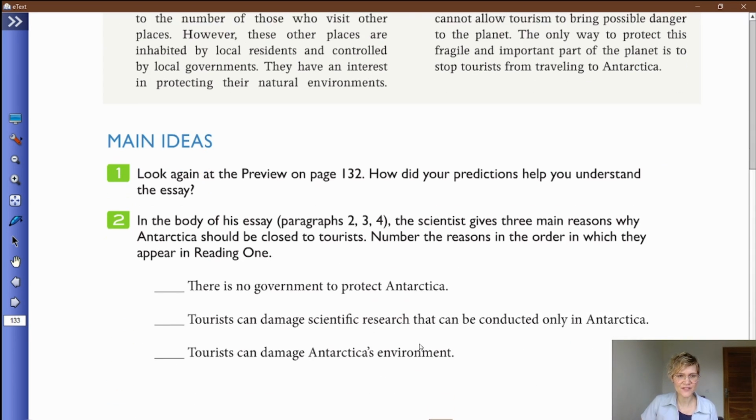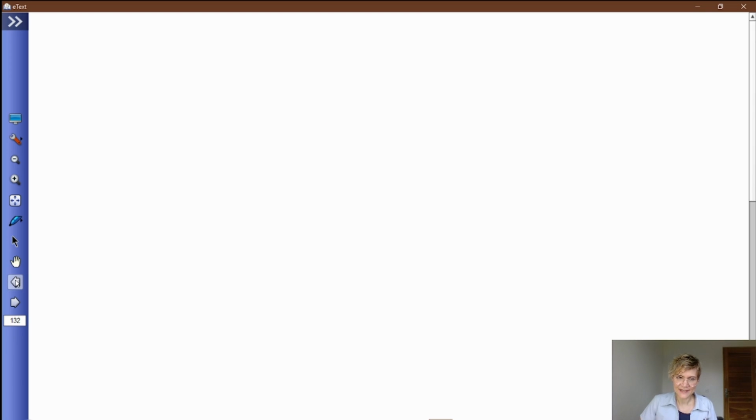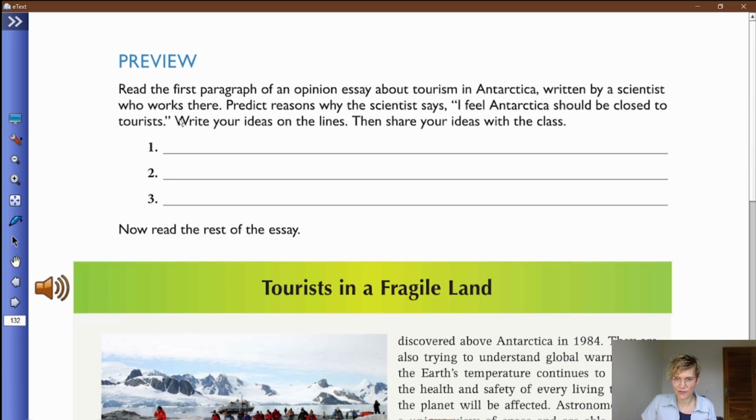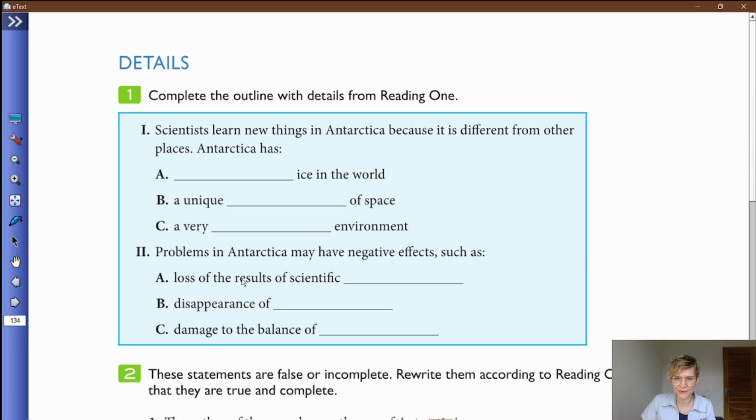Very good. That brings us to the main ideas. Okay, so how did your predictions help you understand the essay? Because in the page before it, I asked you to write down some of your predictions about when the scientist says, "I feel Antarctica should be closed to tourists." Why would he or she say that? And how did that prediction help you in understanding the text?